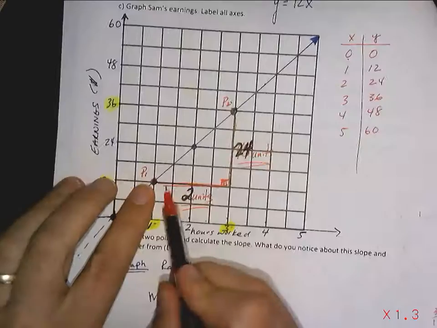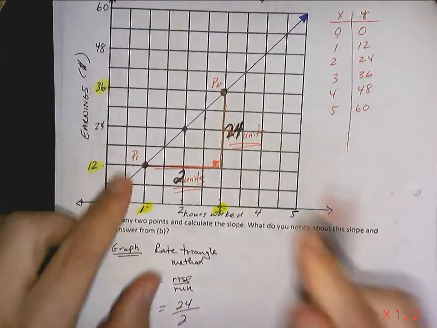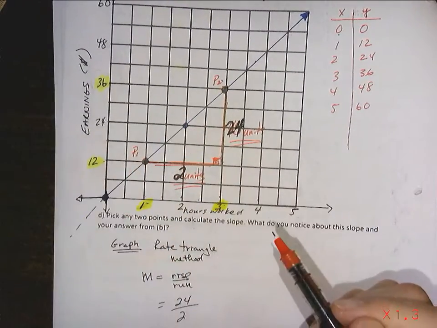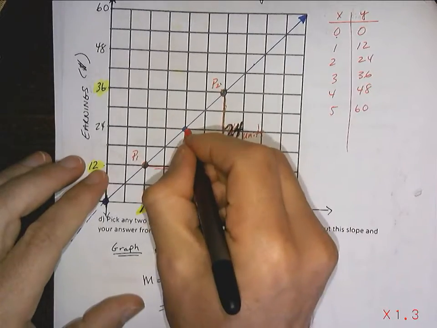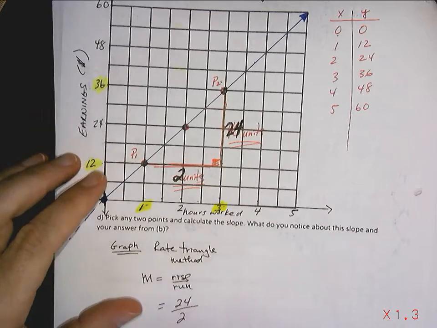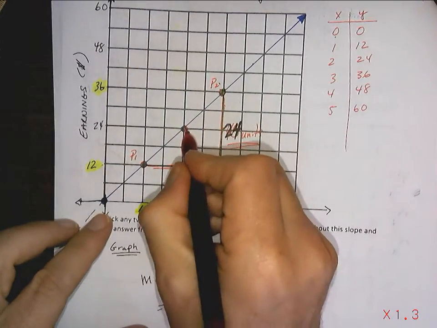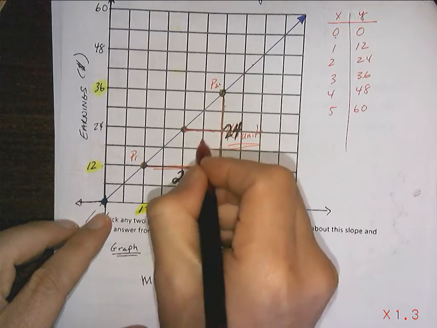Over here, that translates to this nice rate triangle. Now notice something. I didn't have to choose those 2 points. What if I had chosen this point and this point?